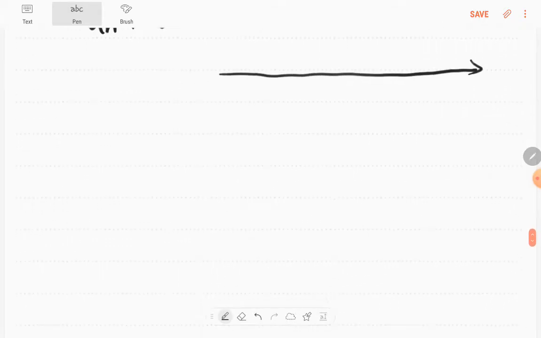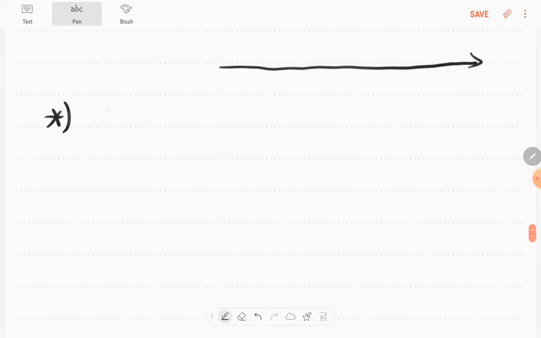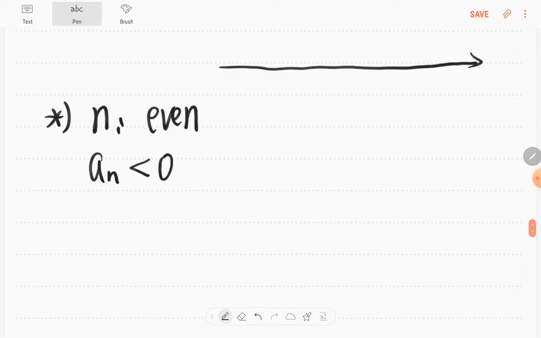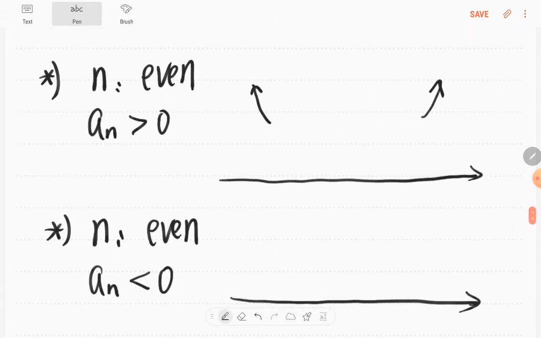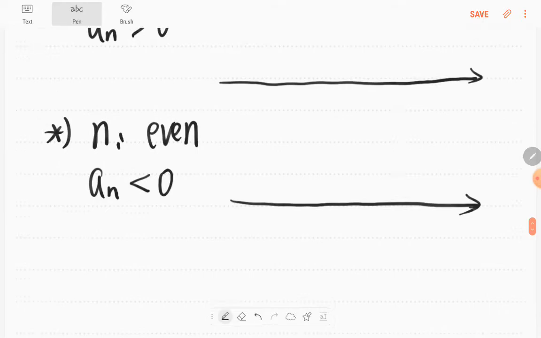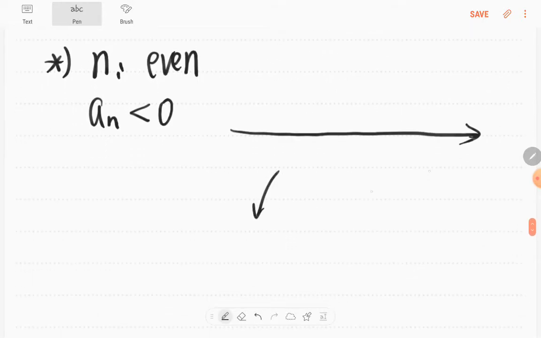Okay. And similar thing for n is even number. That's 2, 4, 6, 8, these kind of numbers. And a sub n is less than 0. What is the behavior? We just flip the previous case about x-axis, so which would be this one. So in other words, the curve will start below x-axis and will end below x-axis too.